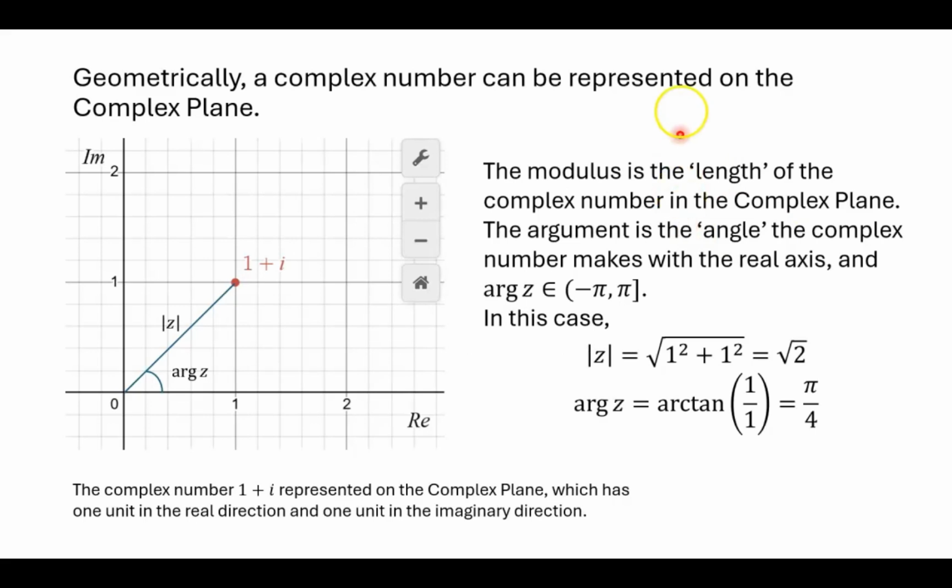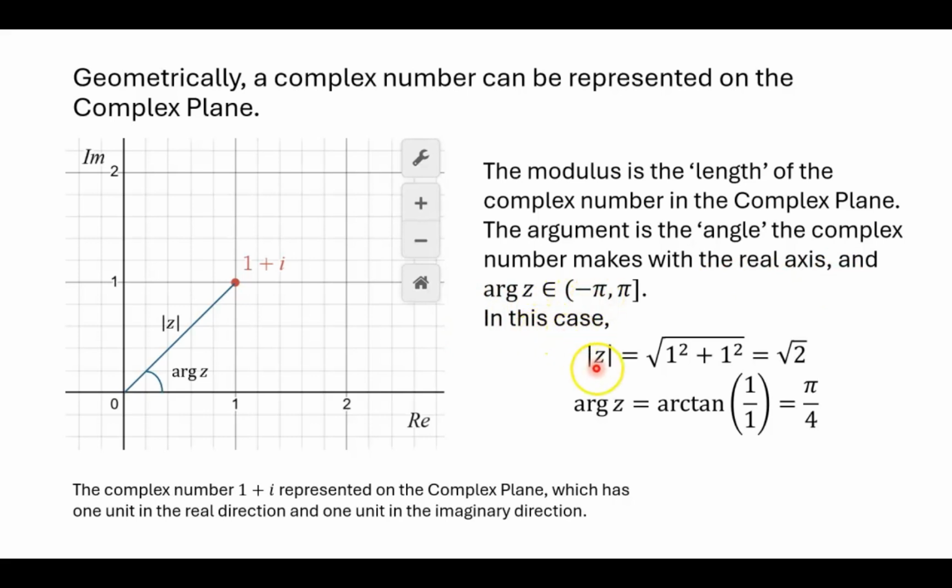Next, geometrically, a complex number can be represented on the complex plane as this. It is not a vector though, as it always stems from the origin, and you don't write an arrow here. The modulus is the length of the complex number in the complex plane, and the argument is the angle the complex number makes with the real axis. And the argument is defined between -pi to pi.